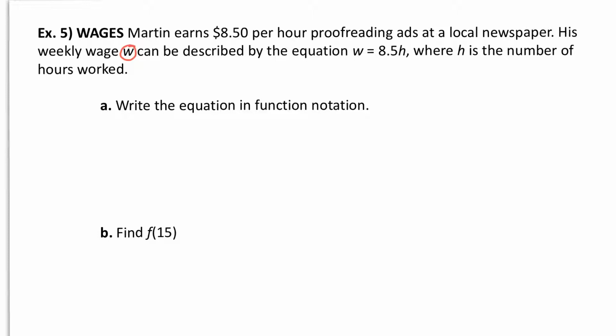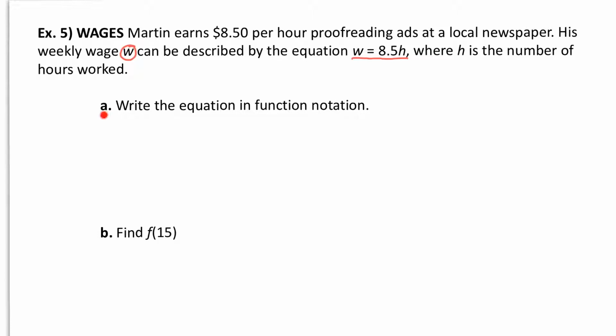In the equation, W equals 8.5 times H gives you the amount he's going to get paid at the end of the week. Now they also tell you where H is the number of hours worked. So if he works 1 hour, 2 hours, 3 hours, 20 hours a week, you guys substitute the number into the H, and that's going to give you guys the actual amount he's going to get paid.